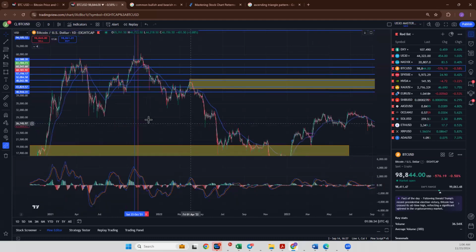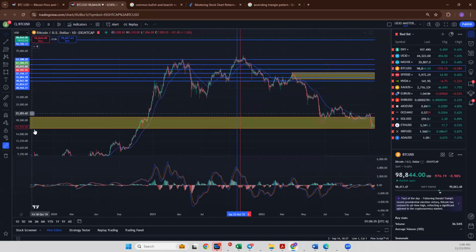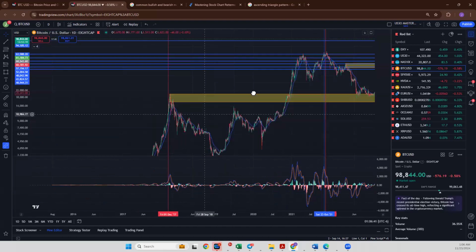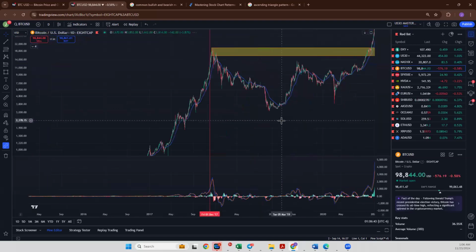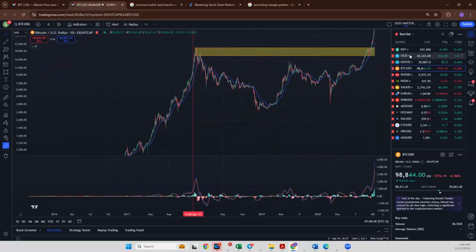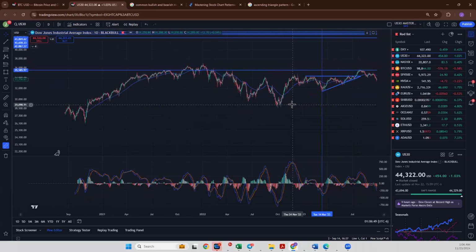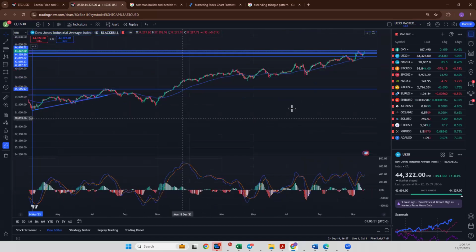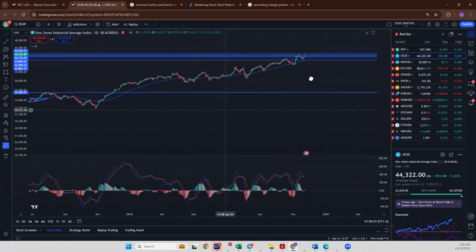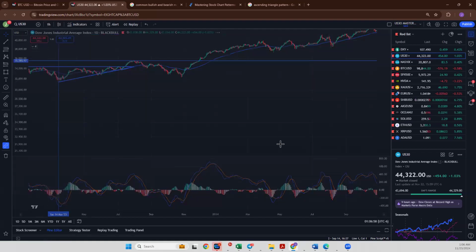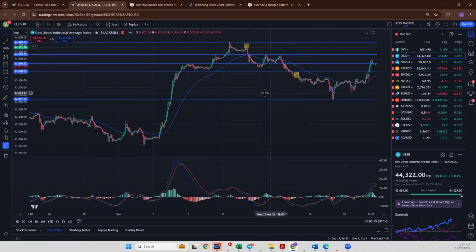Let me see if I can. I'm trying to find a perfect example. See, that's a small one, but let me see if I can find it in US 30. I see them on US 30. US 30's just been on this one. Let me look at the 4 hour or the 1 hour for US 30. Wait.